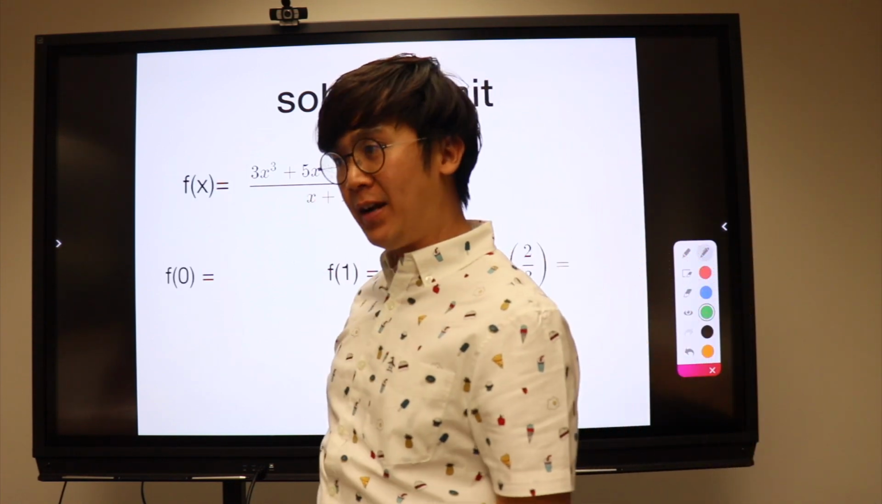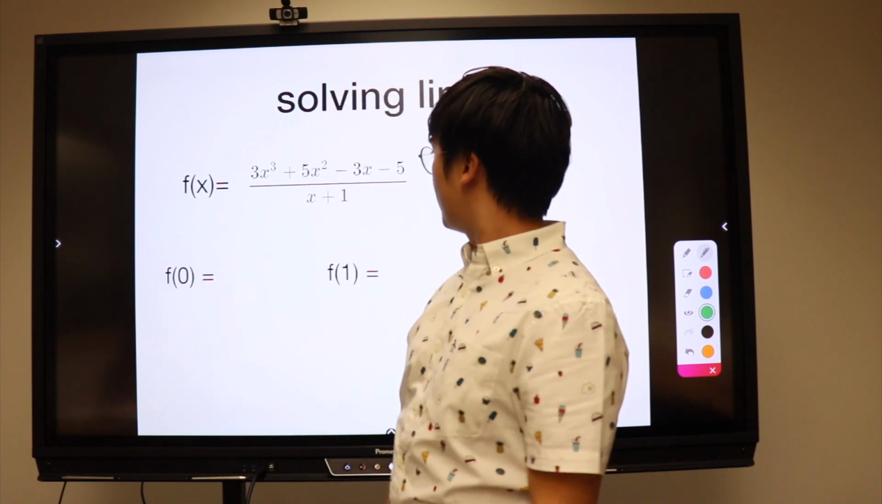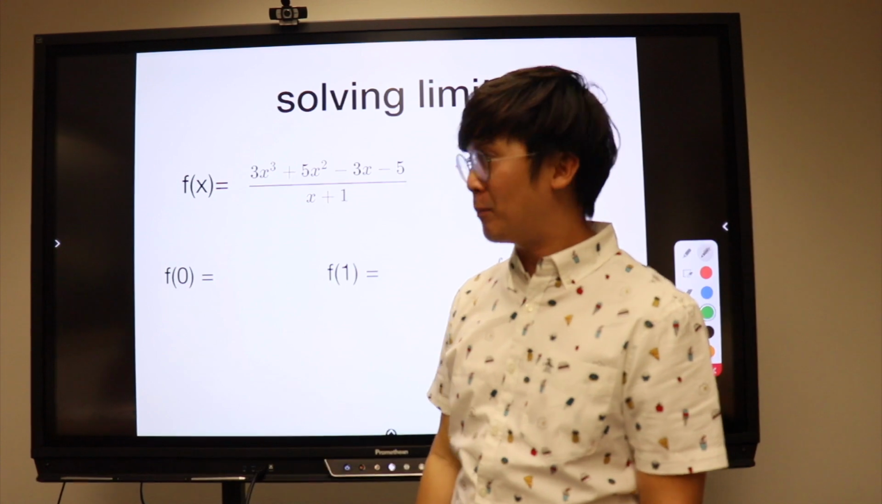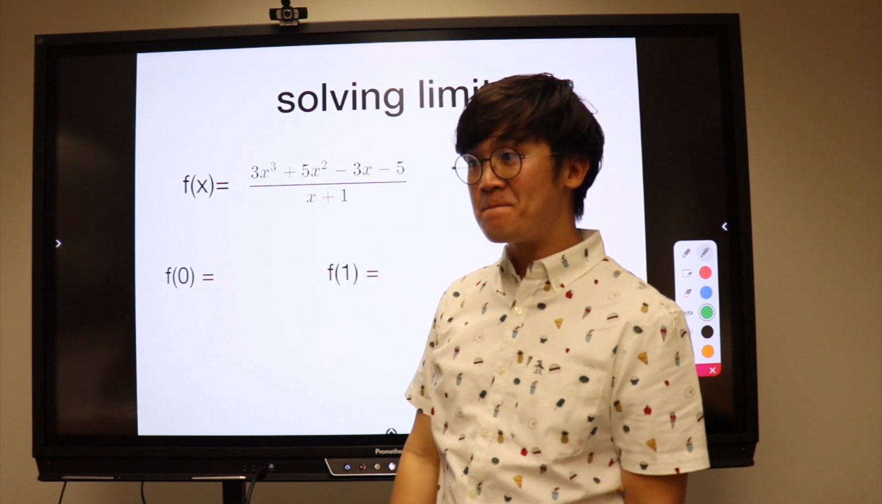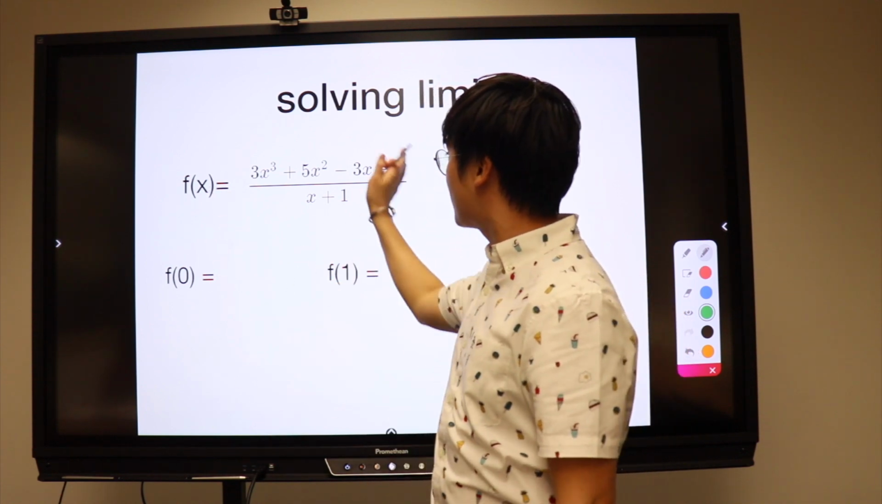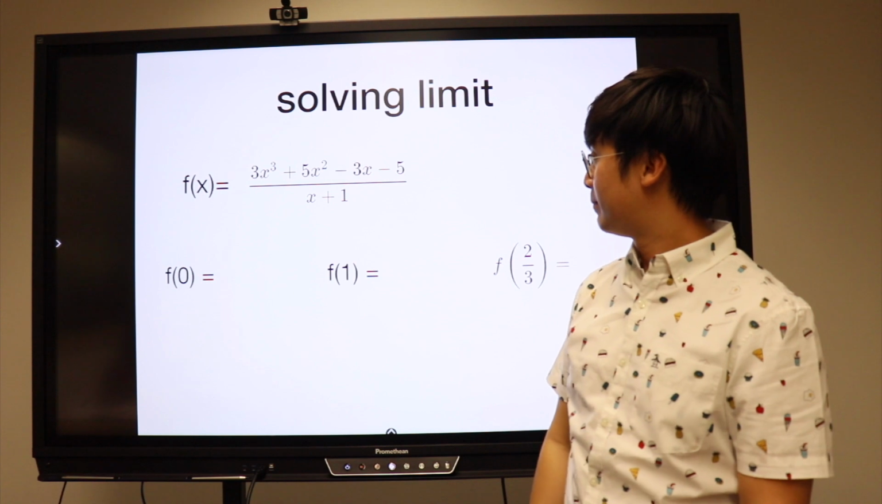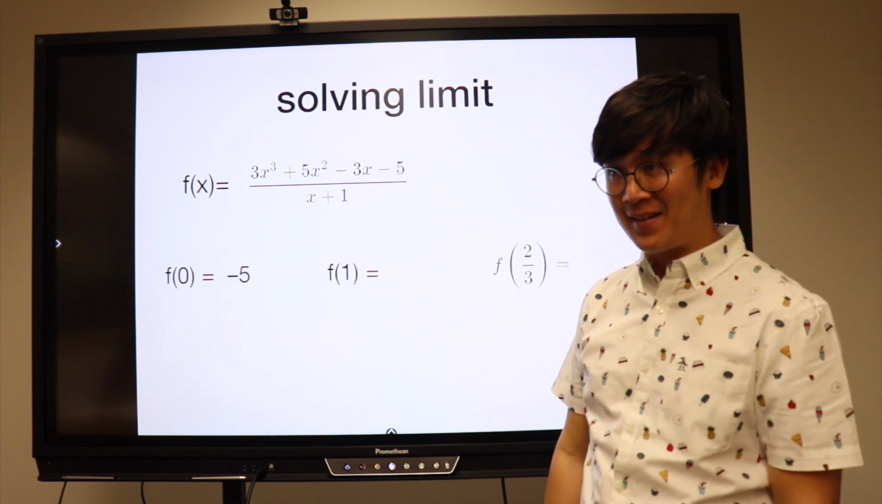This is our f of x, right? Without using the calculator, can you solve for f of 0, without a calculator and pen and paper? Just look at it. Can you solve it? What is f of 0 if f of x is this function? Negative 5. Oh, good job. You can do mental math.